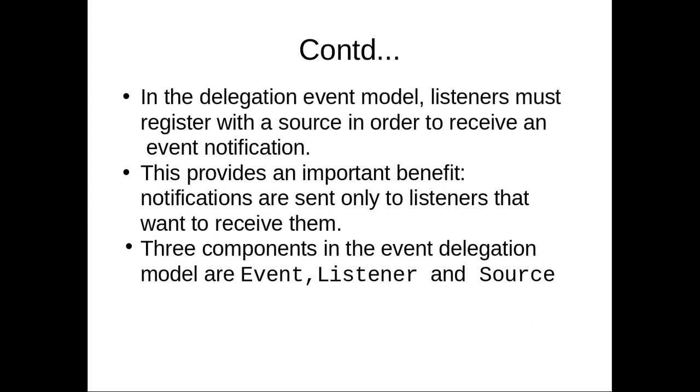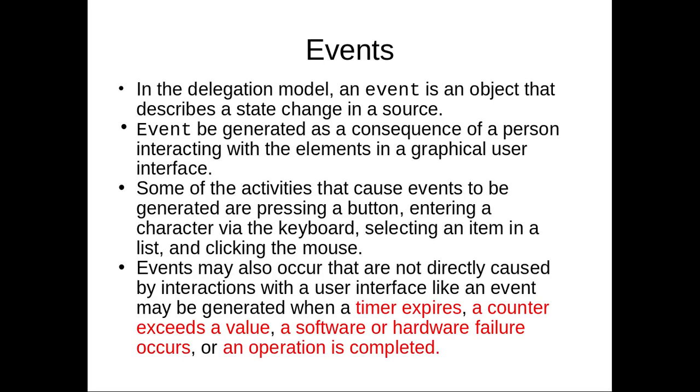Three components in the event delegation model are event, listener and source. Events. In the delegation event model, an event is an object that describes a state change in a source. Events may be generated as a consequence of a person interacting with the elements in a graphical user interface, or GUI. Some of the activities that cause events are pressing a button, entering a character via keyboard, selecting an item in a list, and clicking the mouse. These are all examples of events. Events may also occur that are not directly caused by interactions with the user interface. For example, an event may be generated when a timer expires, when a counter exceeds a value, when a software or hardware failure occurs, or when an operation is completed. That means these are the sources of event generation.